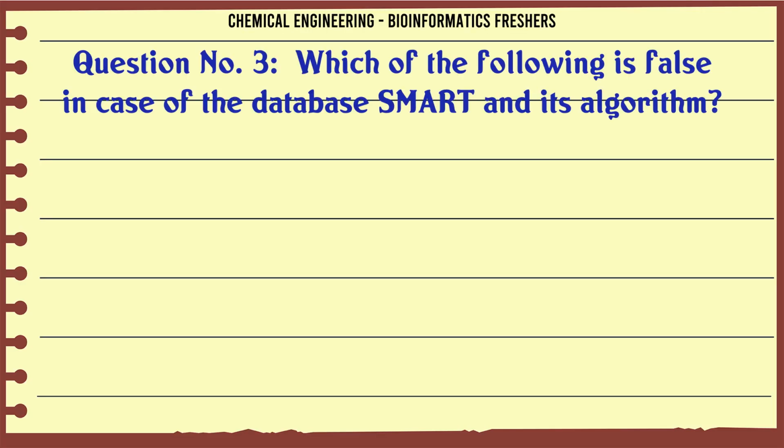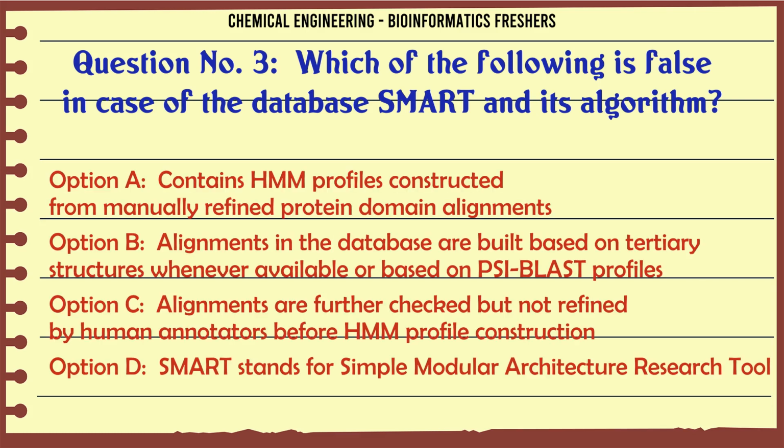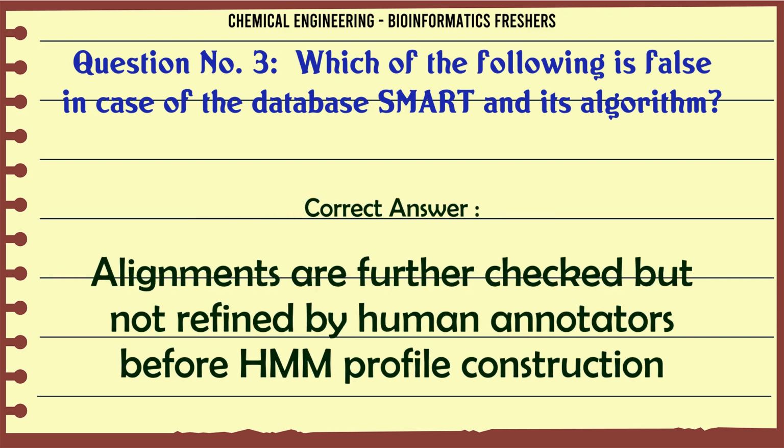Which of the following is false in case of the database SMART and its algorithm? A. Contains HMM profiles constructed from manually refined protein domain alignments. B. Alignments in the database are built based on tertiary structures whenever available or based on BLAST profiles. C. Alignments are further checked but not refined by human annotators before HMM profile construction. D. SMART stands for Simple Modular Architecture Research Tool. The correct answer is alignments are further checked but not refined by human annotators before HMM profile construction.